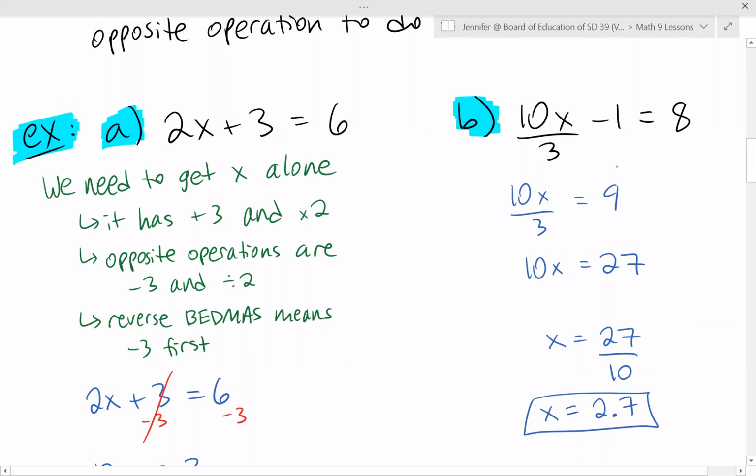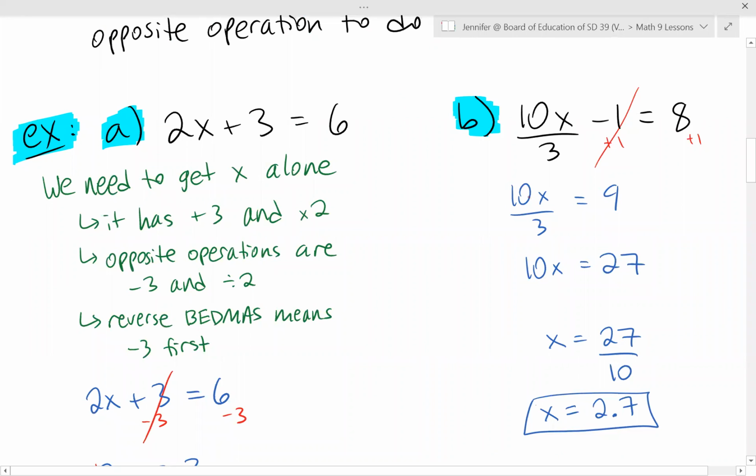This example here, we have 3 operations going on. We have subtraction, multiplication, and division. We'd have to do the subtraction first. We have to get rid of that first. The opposite of minusing 1 is adding 1. So that's the first operation we would do. These two then cancel out. You have 1 and you take 1 away. And this one just becomes a 9.